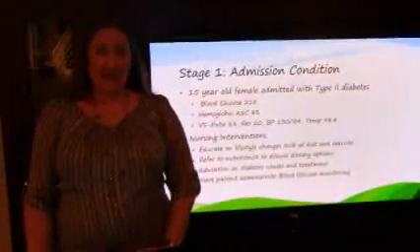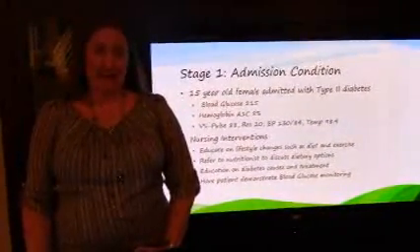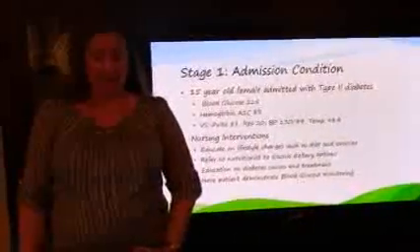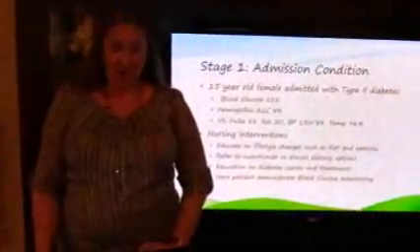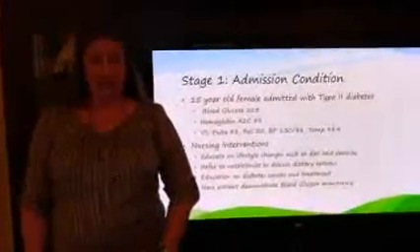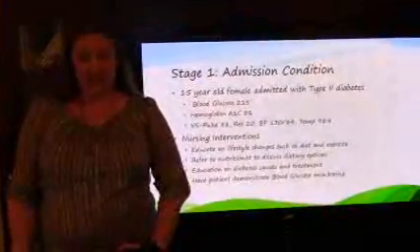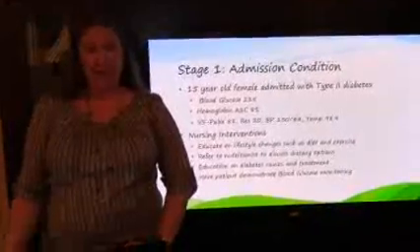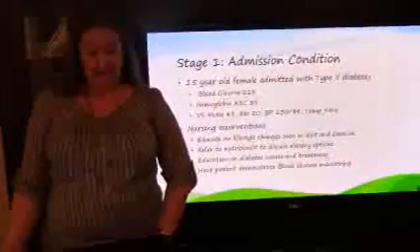My name is Katrina Anderson, and I'm going to review the stages that Molly currently is in. So she's in stage 1, the admission condition. She's a 15-year-old female admitted with type 2 diabetes. Her blood glucose level at this point is 215, and her hemoglobin A1C is 8%. Her vital signs are within normal limits.